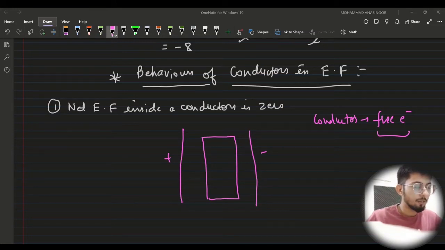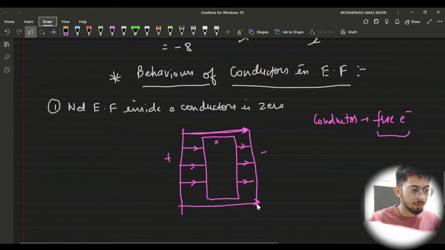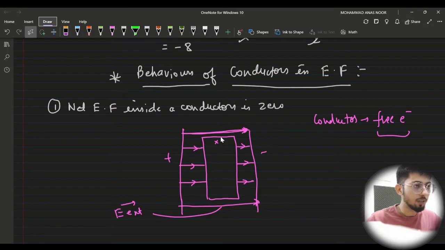This electric field was present already, right? From positive to negative. Now when it crosses the conductor, you can see I have not drawn any field inside that. There is no electric field inside, it just crosses like this. But outside the conductor it goes normally like this. This is the external electric field, E external, that was already present. We put the conductor in this electric field, and we have seen that there is no field inside it.